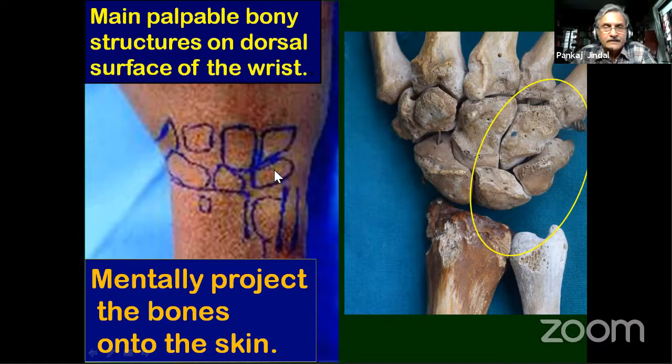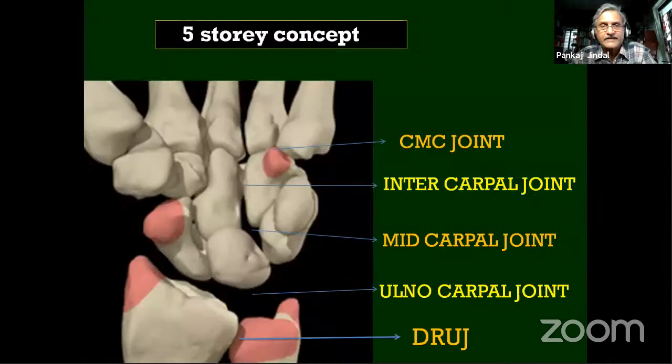Pick up the tip of your finger and look for point tenderness. The moment you are able to localize your examination to a single point, focus and dilate on that area so that you can pick up the diagnosis in that area.